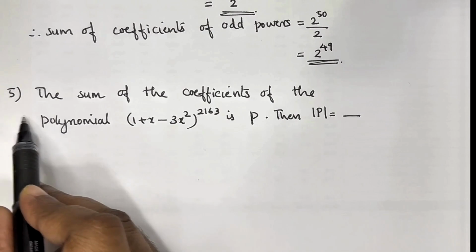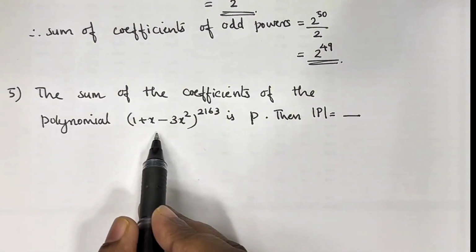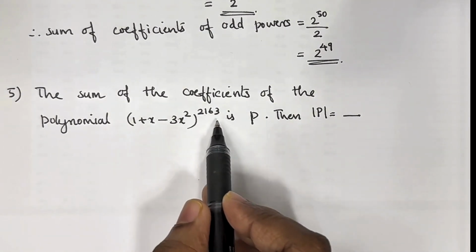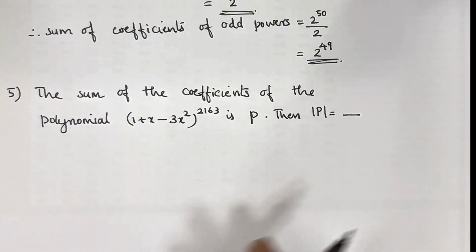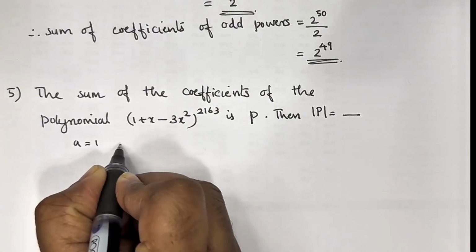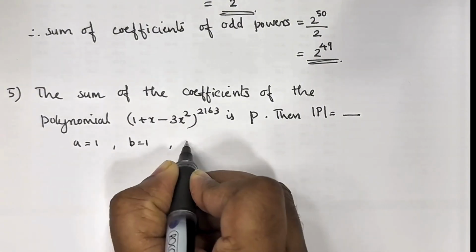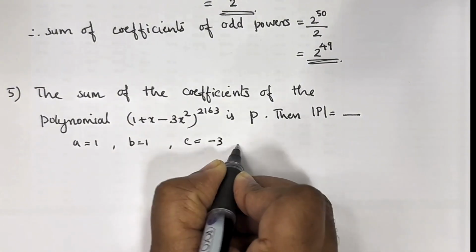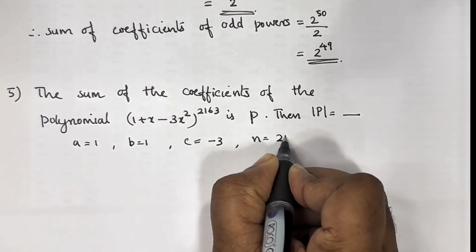Question number 5. The sum of the coefficients of the polynomial (1 + x - 3x squared) to the power of 2163 is p. Then what is the modulus of p? So here a is equal to 1, b is equal to 1 and c is equal to negative 3. And n is equal to 2163.